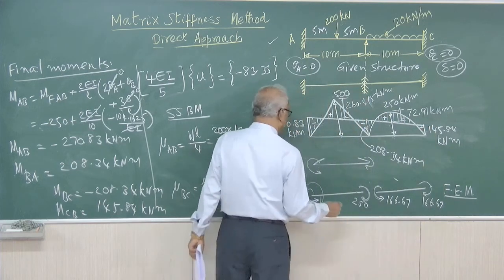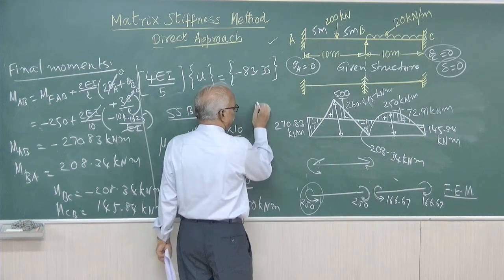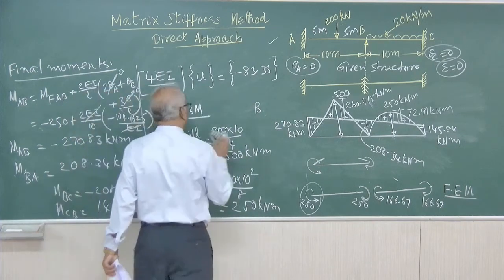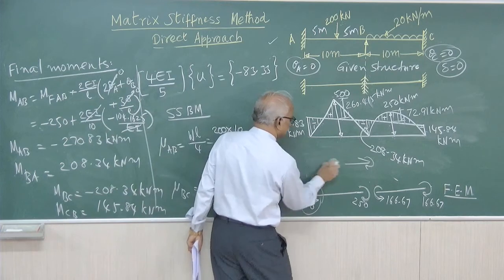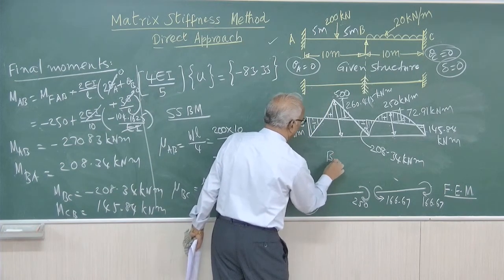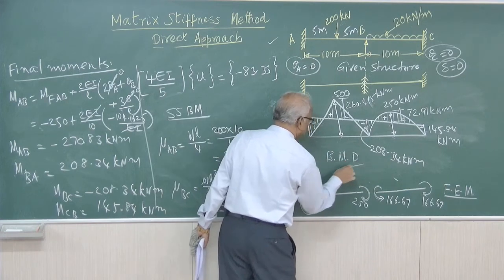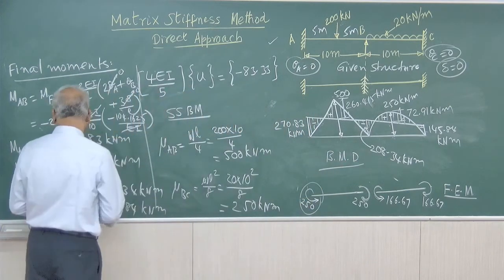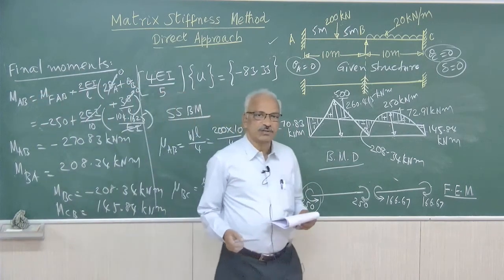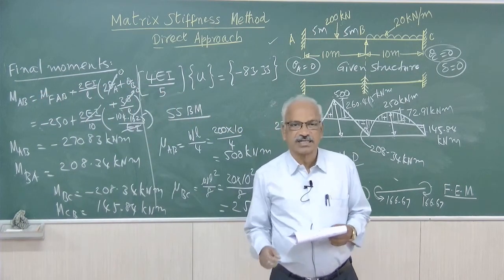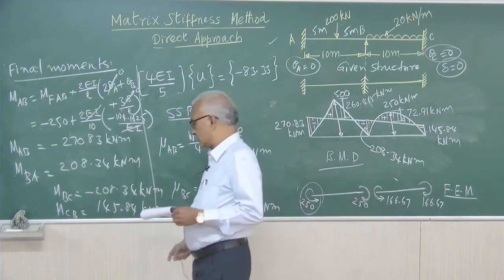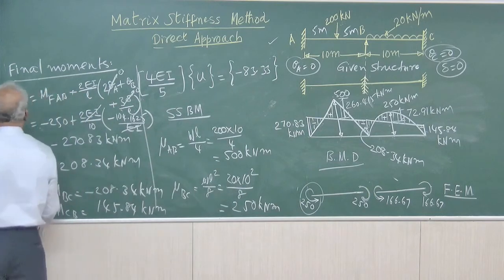This is the bending moment diagram. So, that completes the analysis of a two-span continuous beam with kinematic indeterminacy equal to 1. Right. We will do one more problem on a frame.